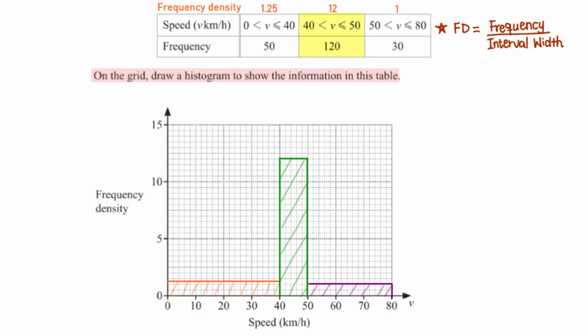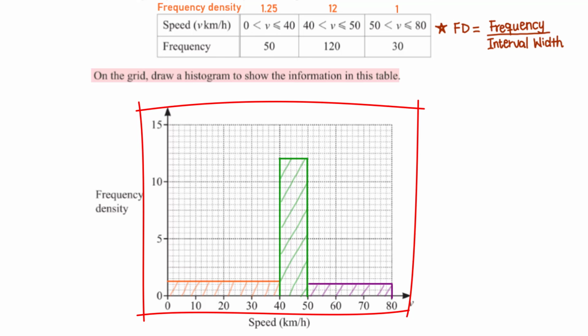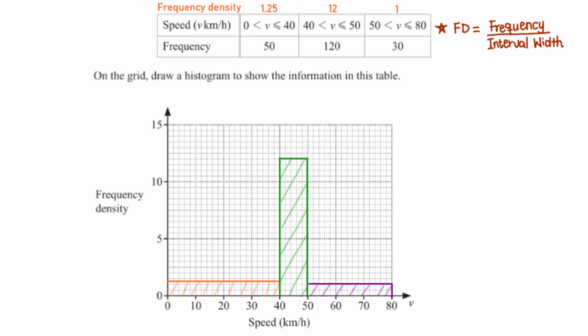Then we have 120 divided by 50 minus 40, which is equal to 12. Then finally, we have 30 divided by 80 minus 50, which is equal to 1. After marking all the different intervals on the horizontal axis of the grid, we can now map out their heights using their frequency density values.